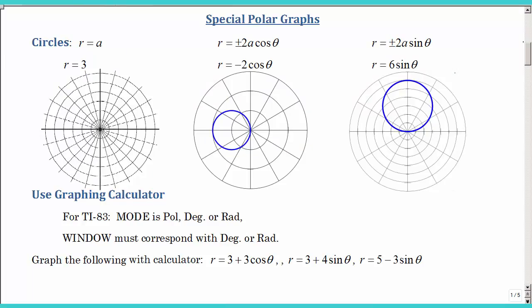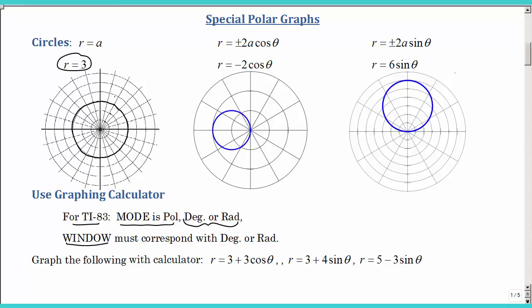Let's look at some special graphs and how to use our graphing calculator to get them. First of all, in a TI-83 or 84 or 84 Plus, your mode is polar, and then you can choose degrees or radians. Most students like degrees just because they do. Okay, so we need to make sure that the window corresponds to how you're choosing it. But circles are easy. The radius is 3. So you just go out 1, 2, 3.